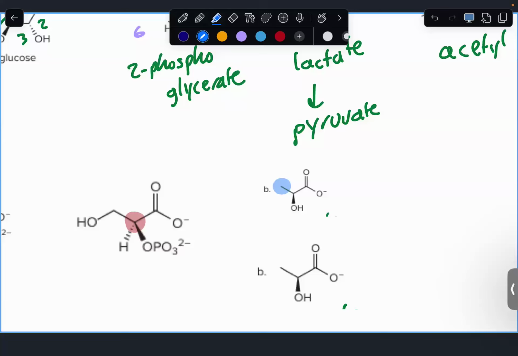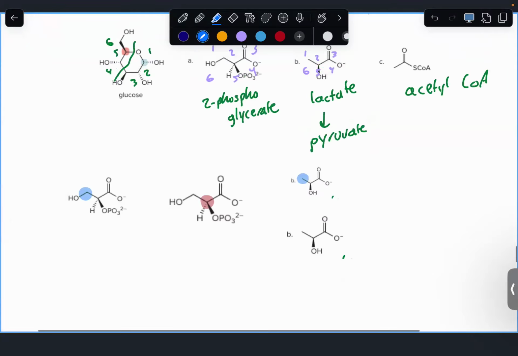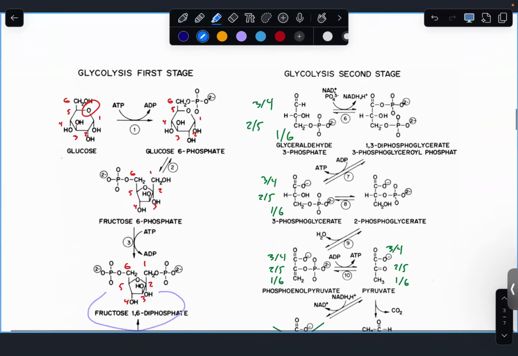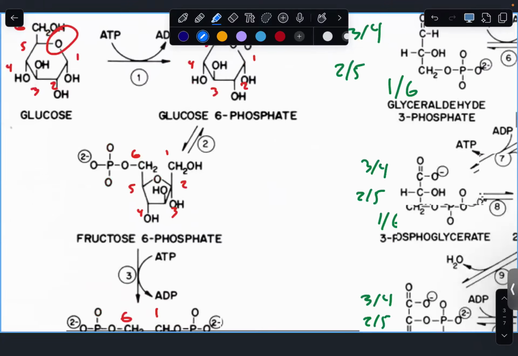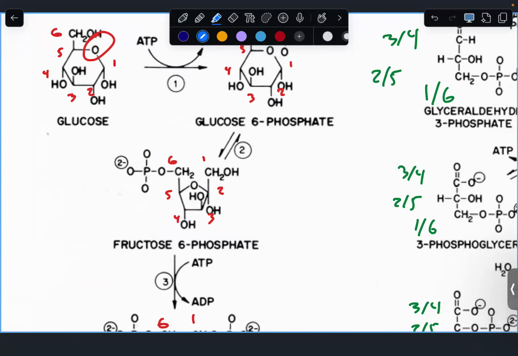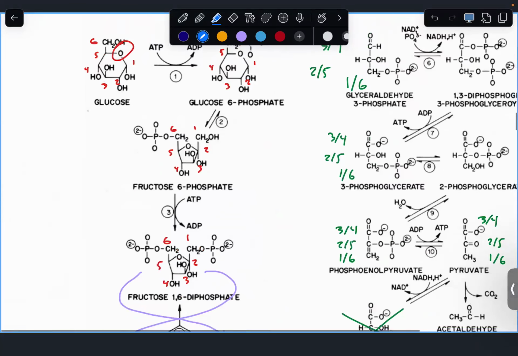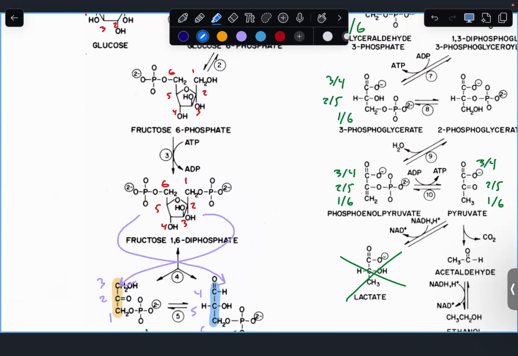You have a question? How did you number that? So this is something I went over a little bit earlier. I numbered it like this, just 1 through 6 in the original cyclic glucose or fructose forms. And then when we split that up, the orders reverse.